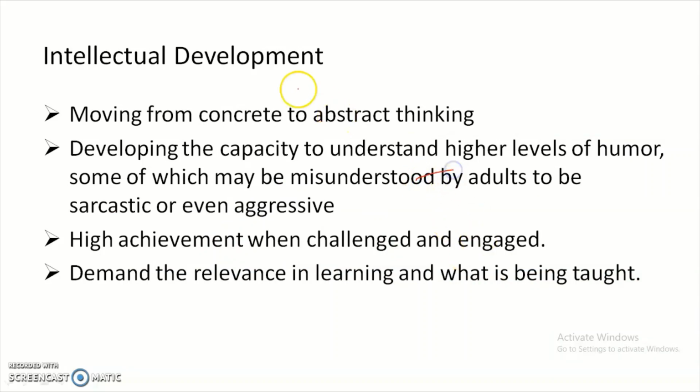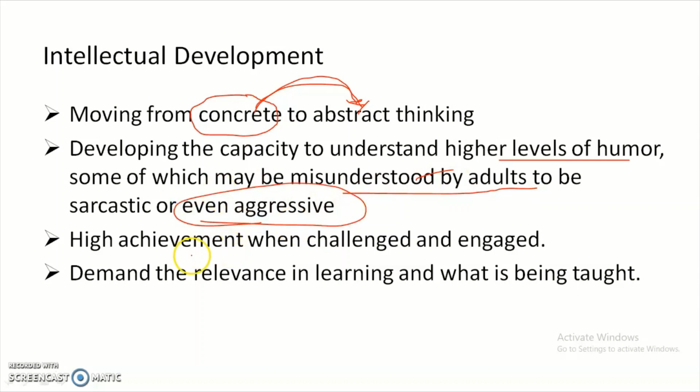And coming to the intellectual development, moving from concrete to abstract levels of thinking. Concrete means whatever is there in the textbooks, they will fix on that. That is a fixed thing. In this adolescent age, they start thinking, okay, why can't it be like that? Why can't it be like this? They develop the capacity to understand higher levels of humor, some of which may be misunderstood by adults as sarcastic or even aggressive, and they show high achievement when challenged and engaged. So if you challenge those adolescent candidates, they will move toward high achievement and demand relevance in learning and in what is being taught. Whatever subjects or concepts are taught, they will try to learn them.